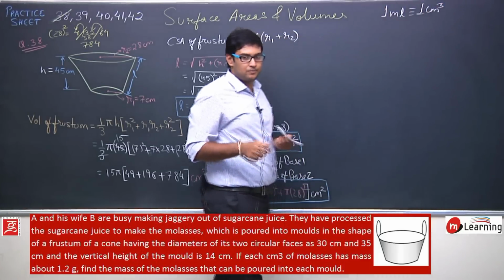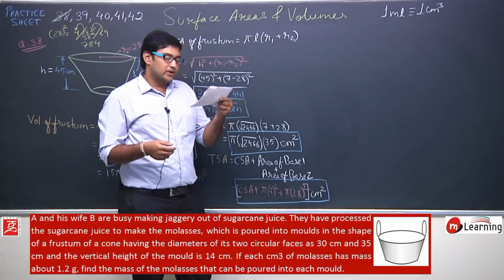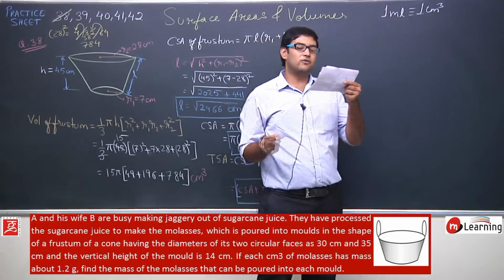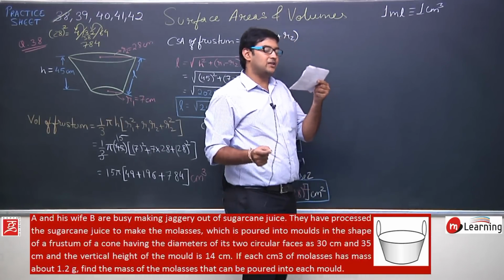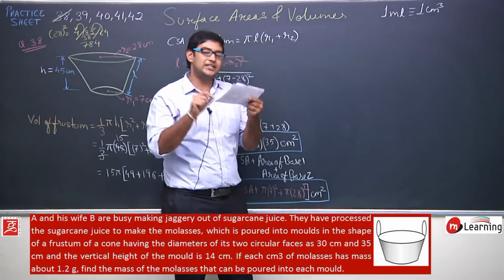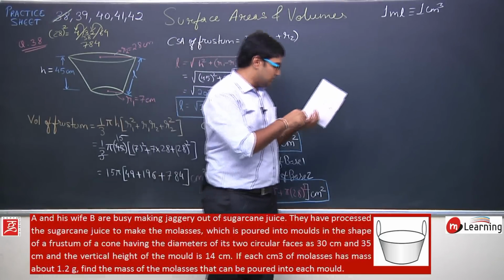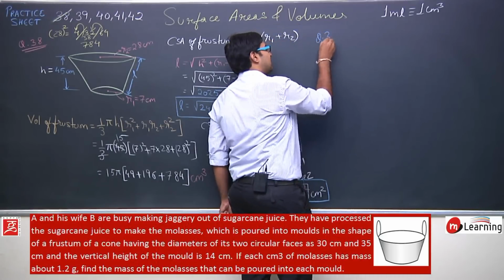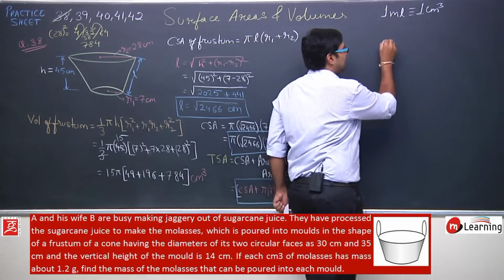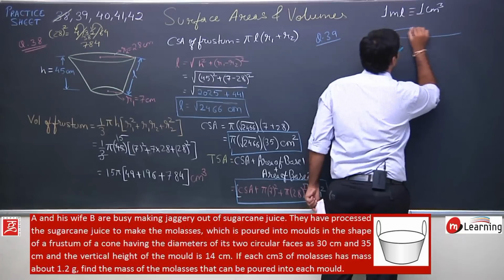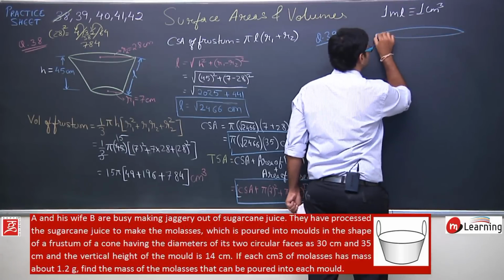We know this concept. So it says if each centimeter cube of molasses has a mass of 1.2 grams, then find the mass of molasses that can be poured into each mold. So how the mold looks like, let us draw the diagram. So question number 39, the diagram for the mold is like this.